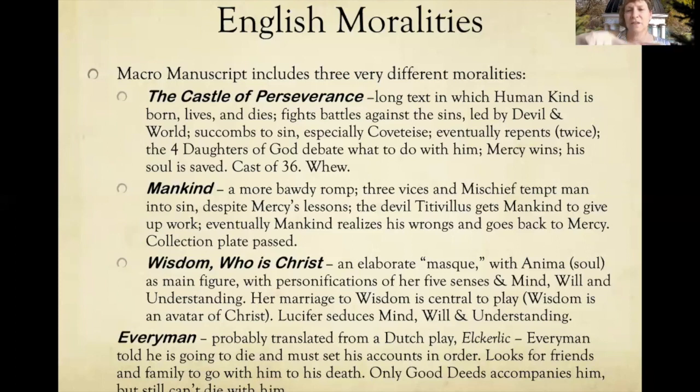In fact, the cycle of man being tempted and falling, and tempted and falling, happens twice in the whole play. And then there's eventually a debate among what are called the four daughters of God, which are justice, mercy, righteousness, and maybe charity. I forgot who the other one is.